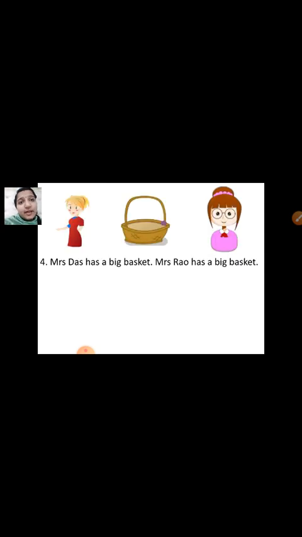Let's come to the fourth one. Mrs. Das has a big basket. Mrs. Rao has a big basket. How are you going to join? How are you going to complete these sentences? Here is the answer. Mrs. Das has a big basket and Mrs. Rao has big one, comma too. Mrs. Das has a big basket and Mrs. Rao has a big one, comma too. Okay? I hope you understood.